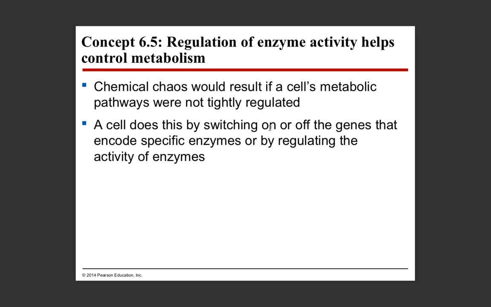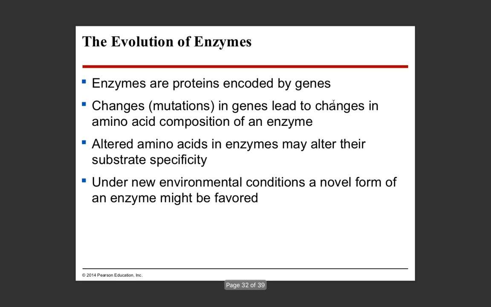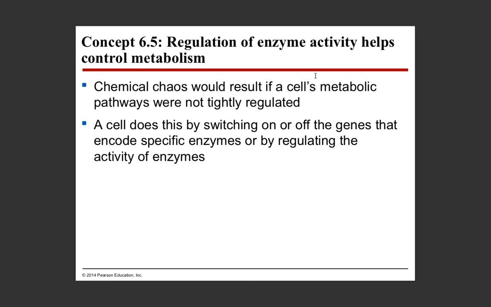Okay, so chemical chaos would result if a cell's metabolic pathways were not tightly regulated. So regulation of these enzymes, because it's encoded on our genes, which is DNA, right? Remember, we talked about protein synthesis. So when you want to code for a specific protein, an enzyme is a protein, you're only dealing with specific genes, right? Our genes are part of the DNA, and you can actually regulate when you make certain proteins or enzymes, because they're the same thing, right?